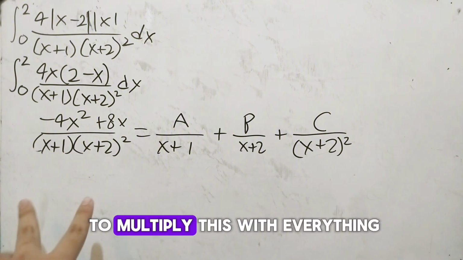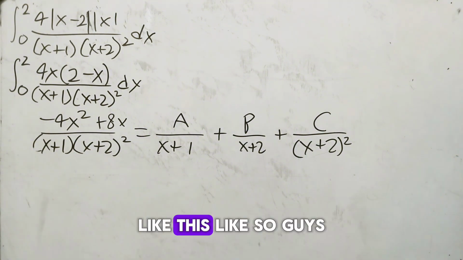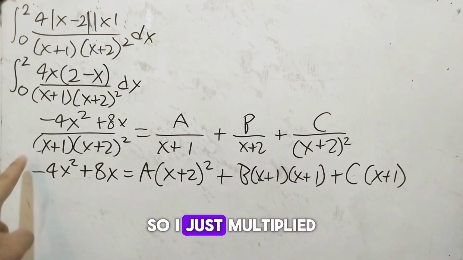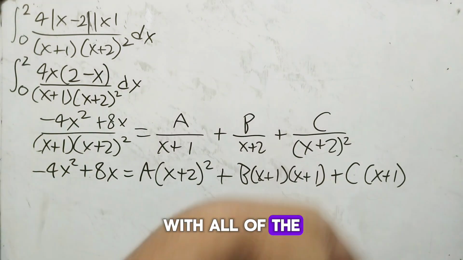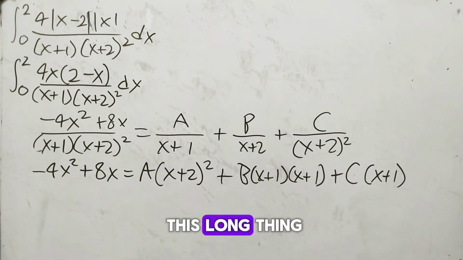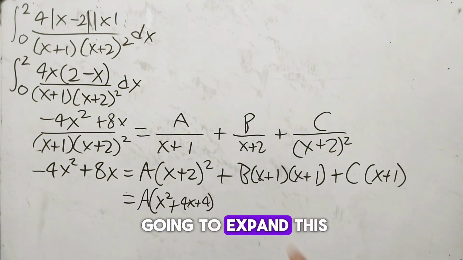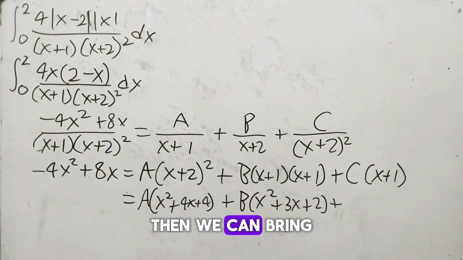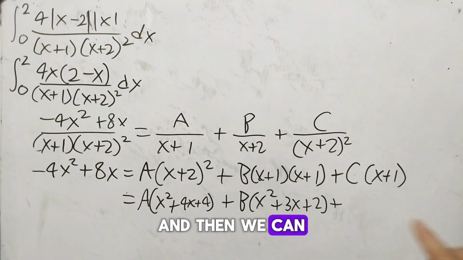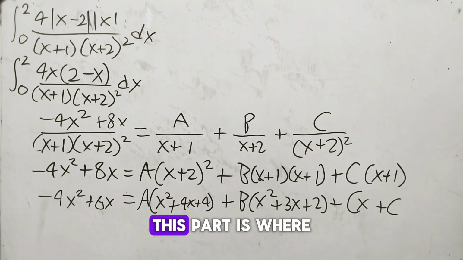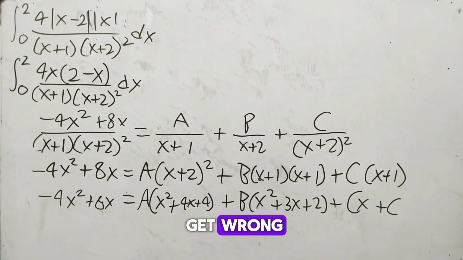And then I'm going to multiply this with everything, like so, guys. So I just multiplied the denominator with all of the terms. So we get this long thing. And then I'm going to expand this like this, and also expand this to this. Then we can bring out the term of this, and then we can just keep multiplying it with that. And this part is where a lot of students get it wrong.